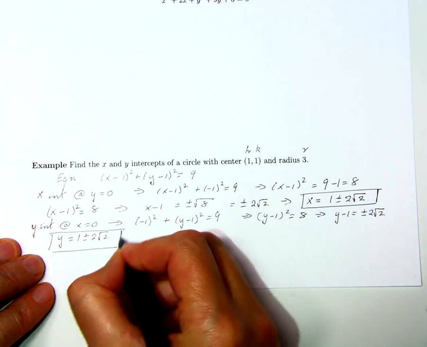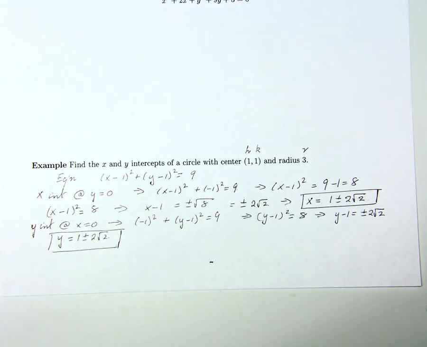That's all we need to know. This graph cuts the x-axis at 1 plus or minus 2 times the square root of 2, and it cuts the y-axis at 1 plus or minus 2 times the square root of 2.